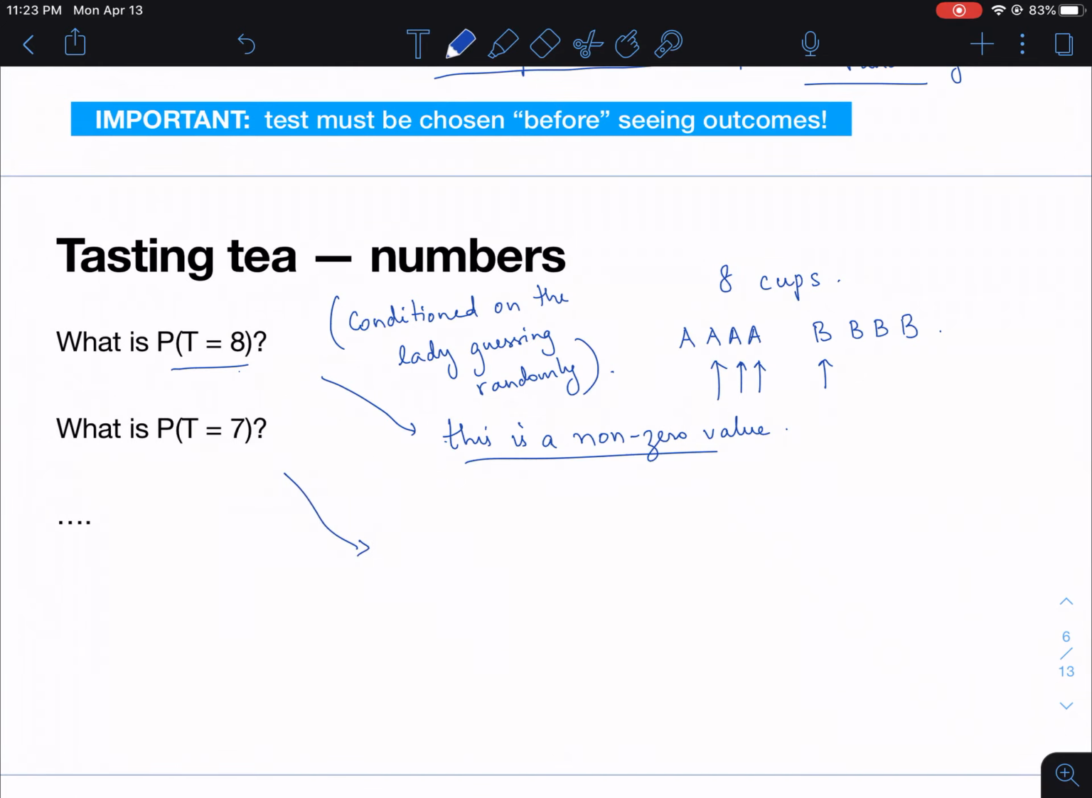T equals 7. This is actually a trick question. It turns out that this probability is 0, just because the number of correct answers can never be odd. You have 8 cups and you know that 4 are A and 4 are B, and if she chooses exactly 4 and thinks that they are A, you can easily verify that this number can never be odd. That's a simple exercise.